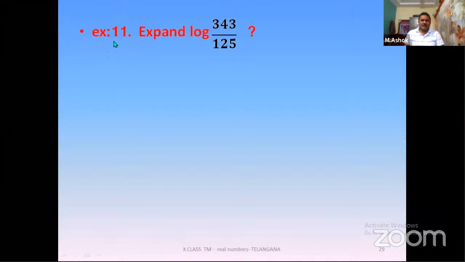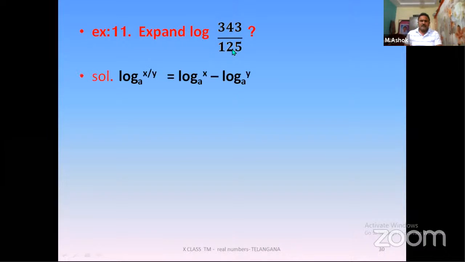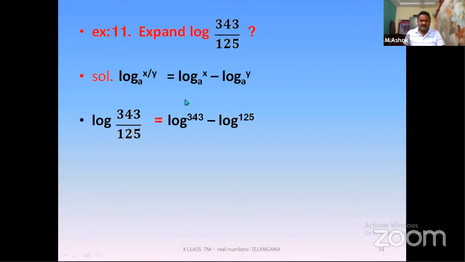Look at example number 11. Expand log 343 by 125. First of all, basing on the log x by y rule, what is log x by y? Log x minus log y. Basing on this, we can write it as log 343 minus log 125.